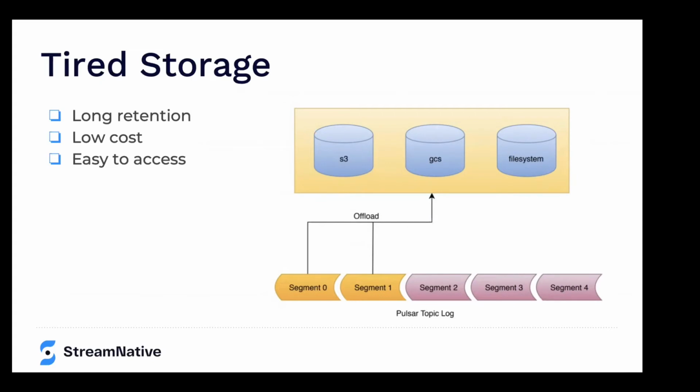Tiered storage offers long retention time for all your data. Basically, you can store your data indefinitely without any limit. The cost will also be much lower than storing plain data on your bookie nodes, and it will be very easy to access. The segment APIs give you the ability to fetch data from that storage as well as from the bookies at the same time.